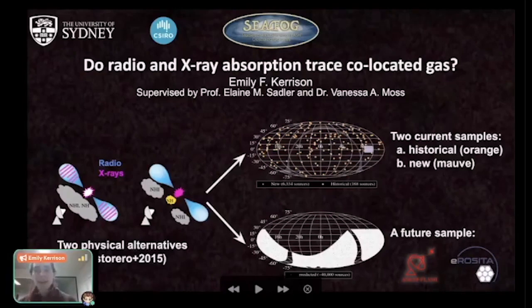Then I also looked at a new sample that's made of AGN that have all been observed homogeneously with the same instruments. And for my work, I've looked a bit at the biases inherent in each of these kinds of samples and some of the difficulties and advantages in using each of them to answer questions of this kind.